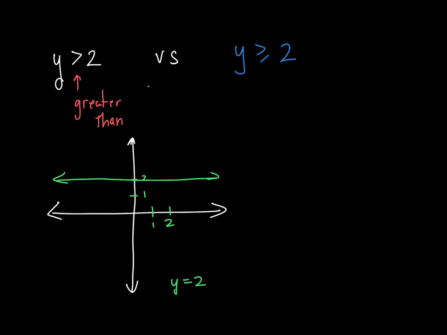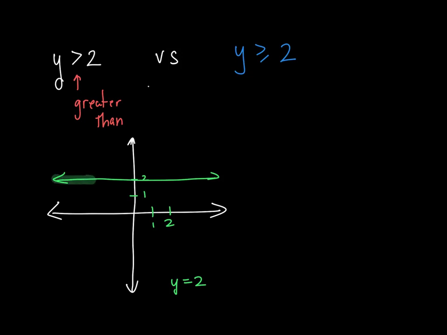Right? That would just be the graph of y is equal to 2. But I don't want to just graph y is equal to 2. I want to only graph y is greater than 2. So that means at this time that y cannot equal 2. So I can't graph it that way.